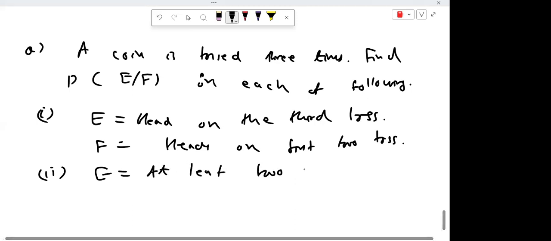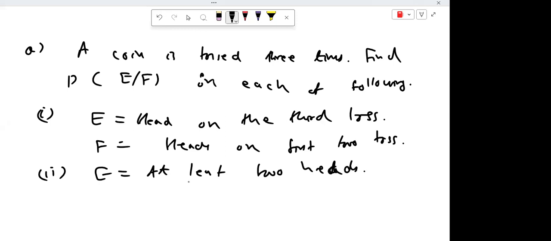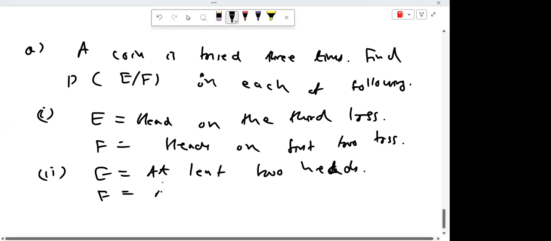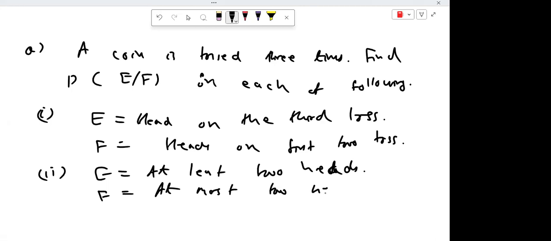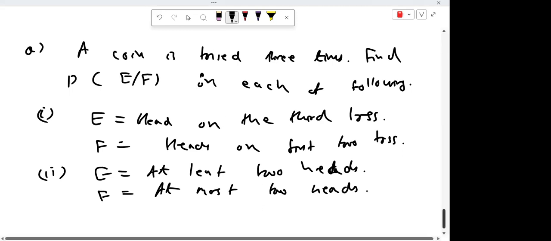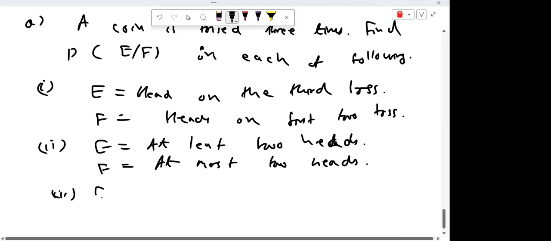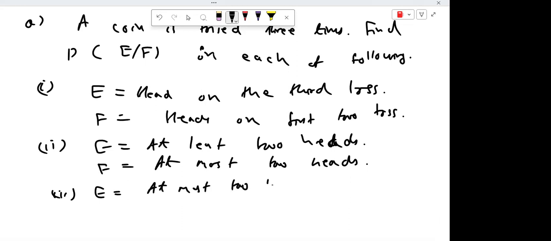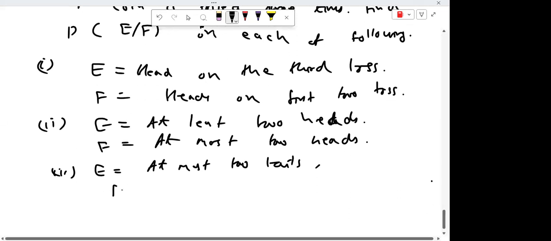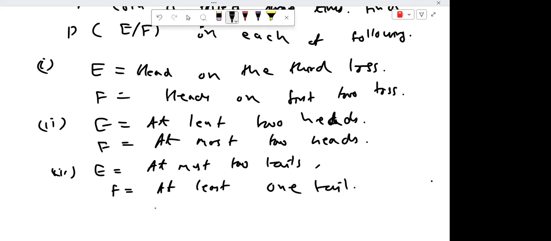At least two heads. At most two heads. At most two tails. At least one tail. Okay. Yes, sir.